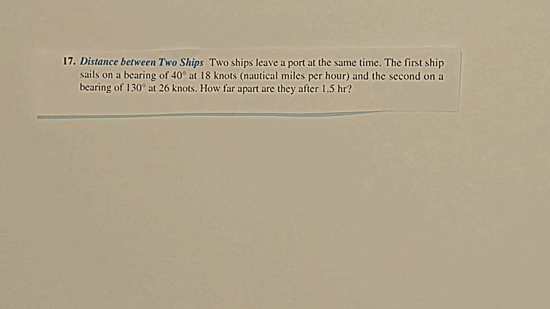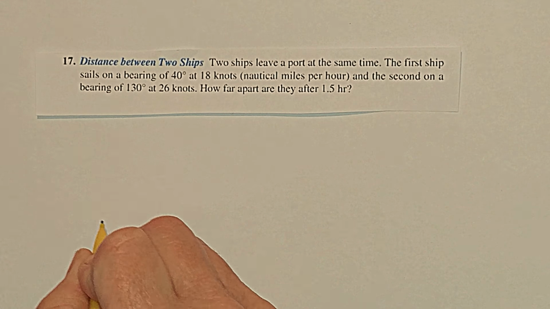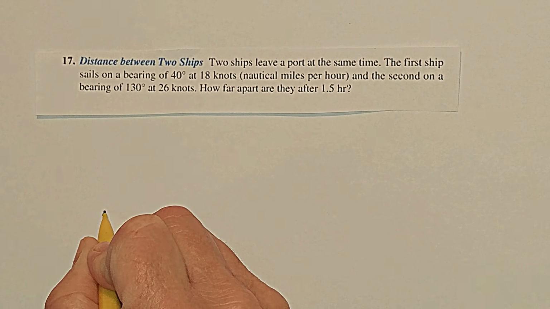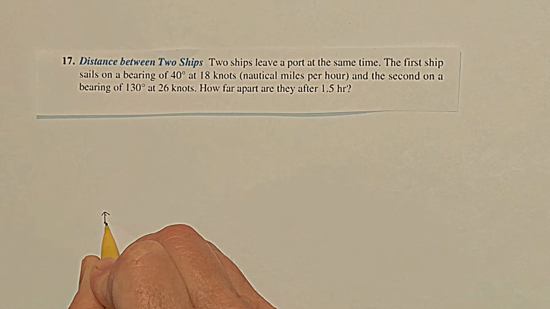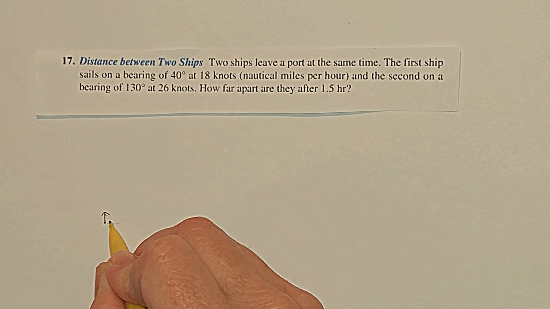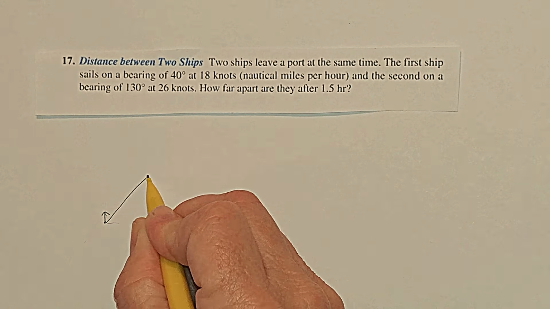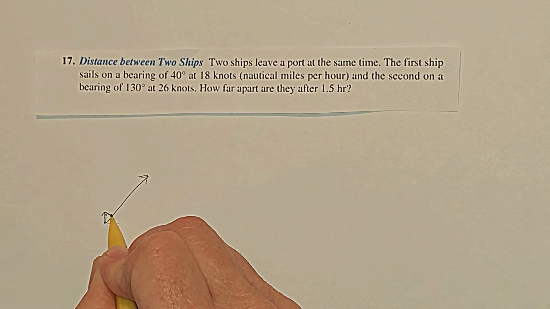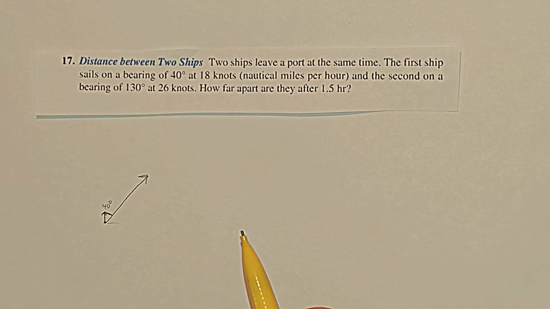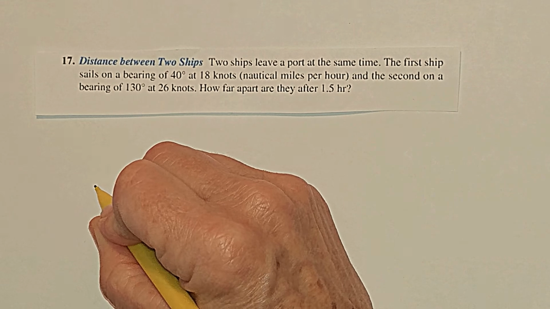So if we wanted to draw the first one, I just put like a dot. And so this is north. So I'm going to go 40 degrees from the north. So 40 degrees from the north, right here would be like 90. So I'd say this would be 40 degrees right here. So this is the first ship that leaves at a bearing of 40 degrees at 18 knots.